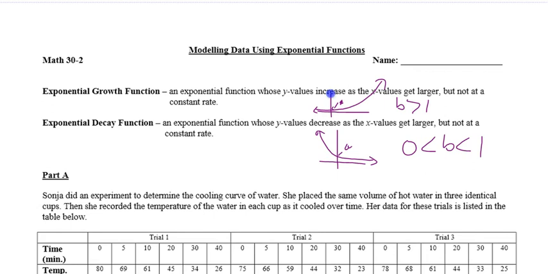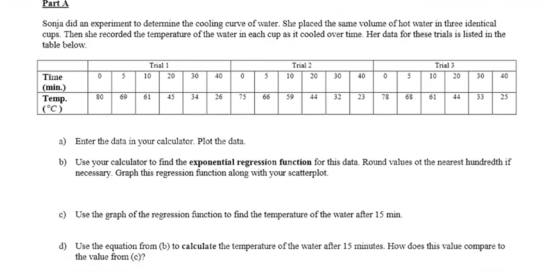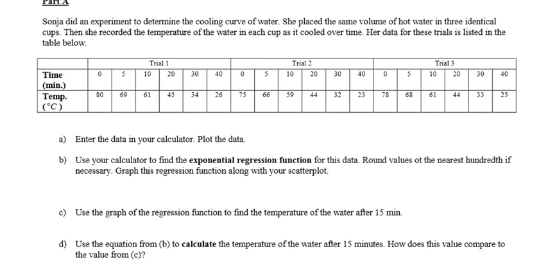Okay, so part A. Sonia did an experiment to determine the cooling curve of water. She placed the same volume of hot water in 3 identical cups. Then she recorded the temperature of the water in each cup as it cooled over time. Her data for these trials is listed in the table below. Enter the data in your calculator and plot the data.